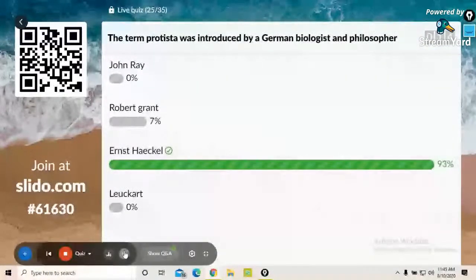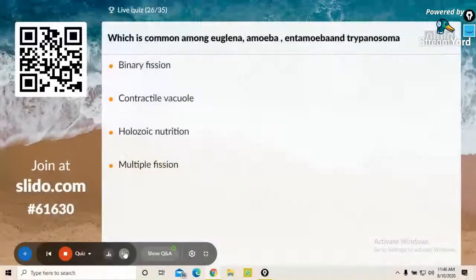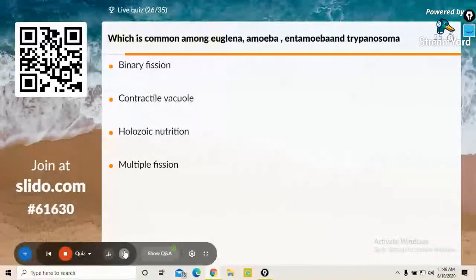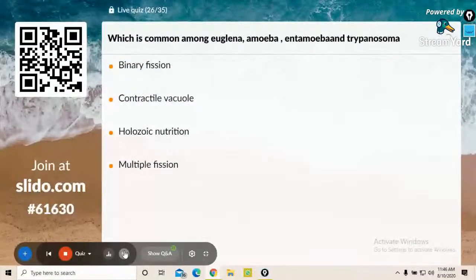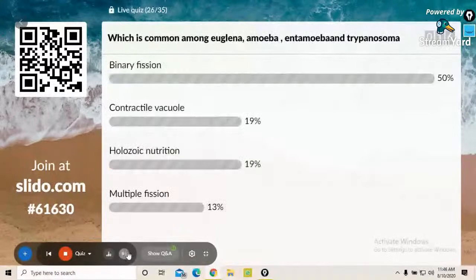26th question on the screen. What is common among Euglena, amoeba, entamoeba, and trypanosoma? Binary fission, contractile vacuole, holozoic mode of nutrition, multiple fission. Euglena, amoeba, entamoeba, and trypanosoma: binary fission, contractile vacuole, holozoic nutrition, and multiple fission. Yes, perfect. 50% with the correct answer, option A.